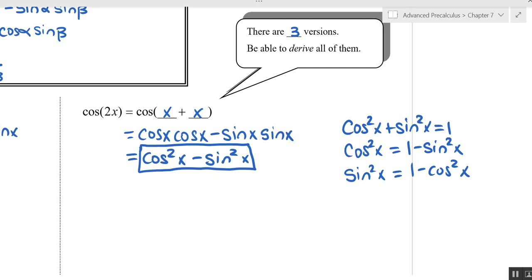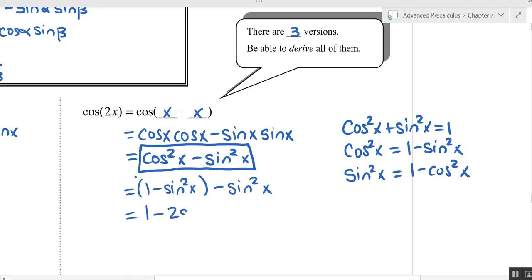So let's substitute first for cosine. We know this cosine squared is 1 minus sine squared. And we can replace that and then simplify. This is 1 minus 2 sine squared x. So that's the second identity.